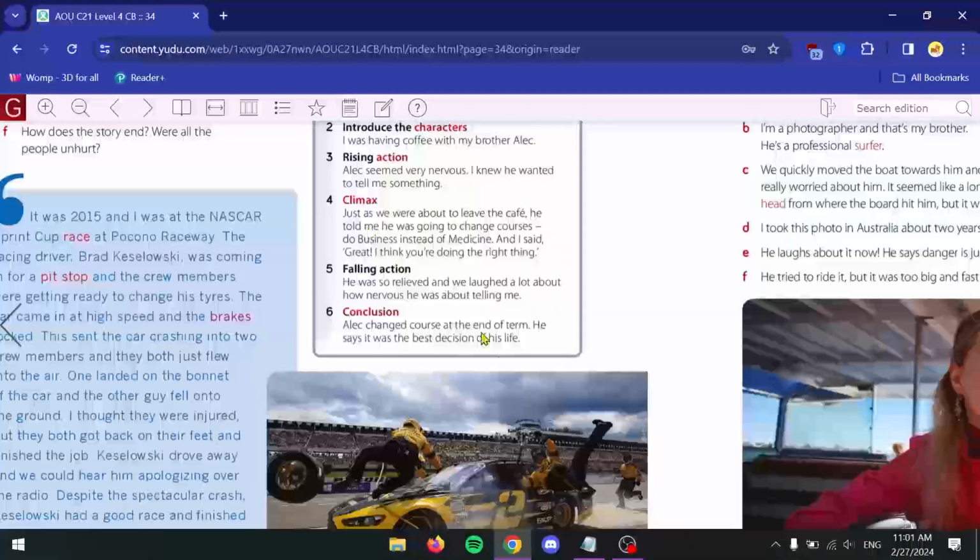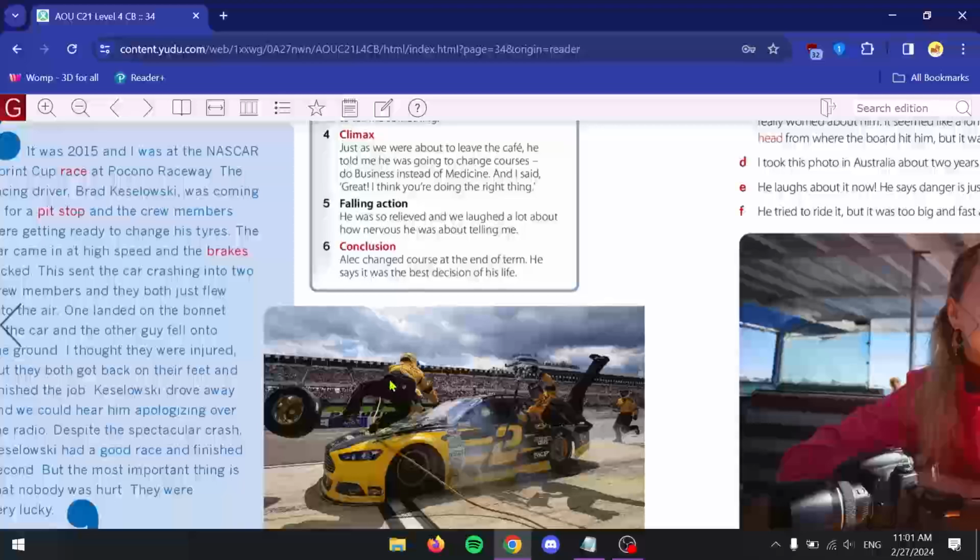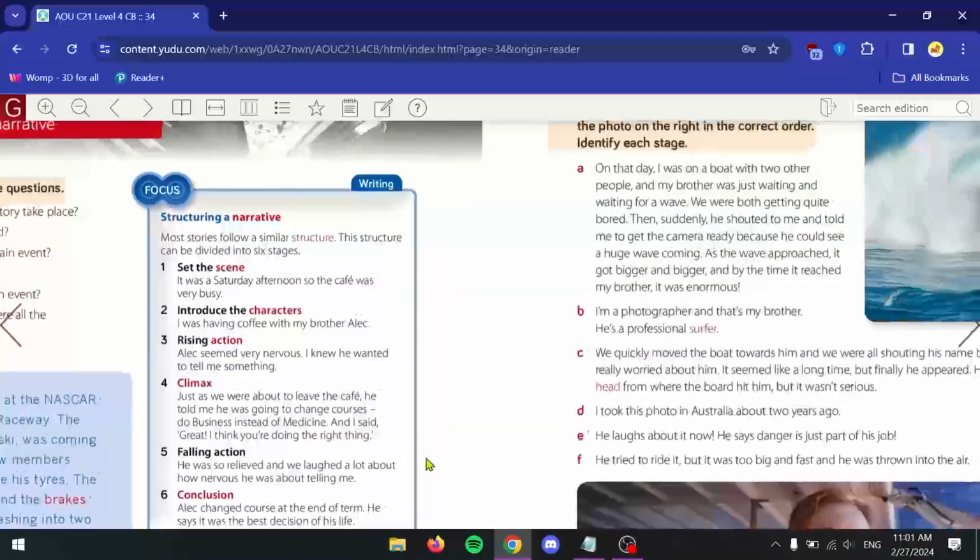Yes, it is the climax. You could see that they've been hit by the car. One went flying and the other went flying as well, but one landed on the bonnet. So this is definitely the climax. Okay.